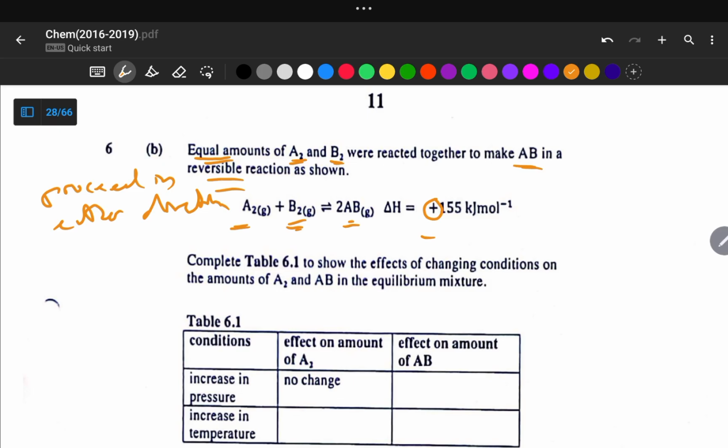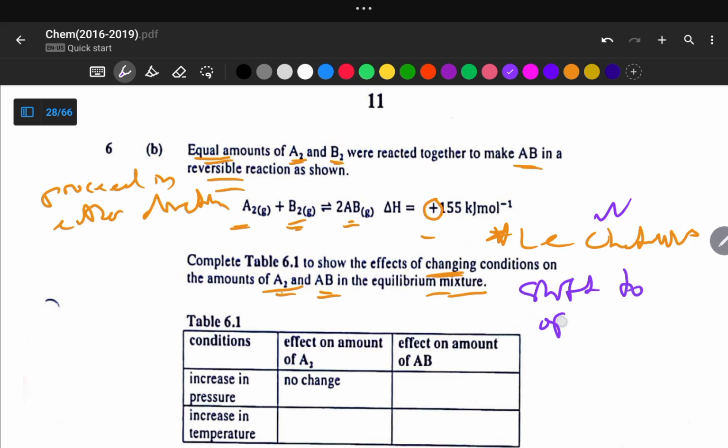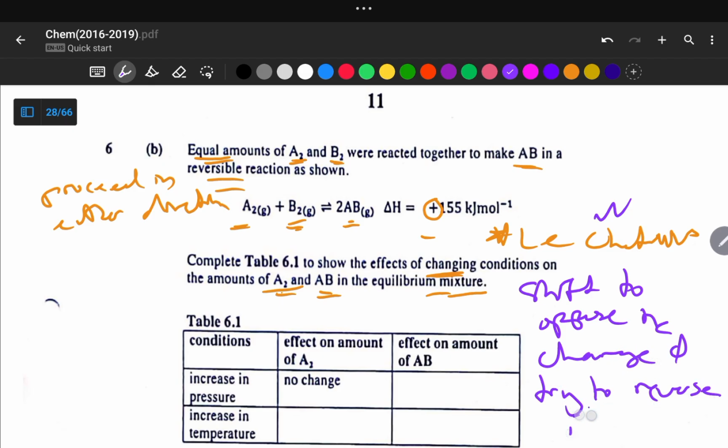So complete the table to show the effect of changing the conditions on the amount of A2 and AB in the equilibrium mixture. These are governed by the Le Chatelier principle. You always need to understand that the Le Chatelier principle is the one we use for this equilibrium reversible reaction, right? The Le Chatelier principle states that if a system in equilibrium is disturbed, the equilibrium will shift to oppose the change and try to reverse it.